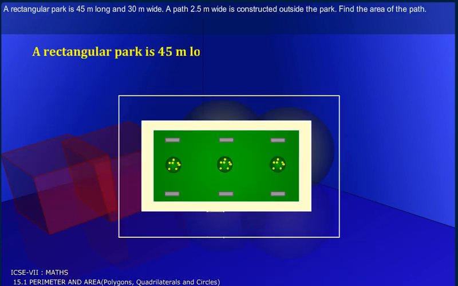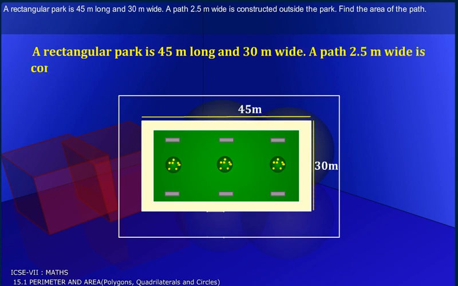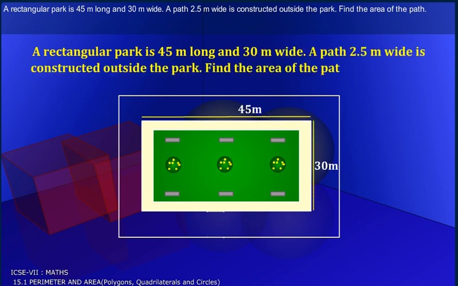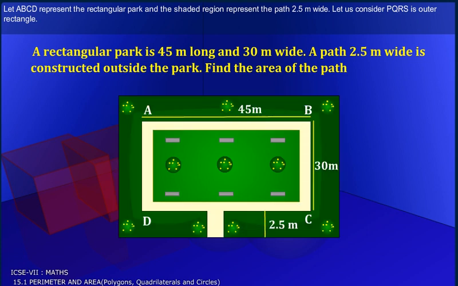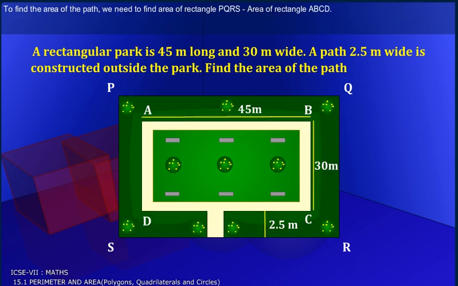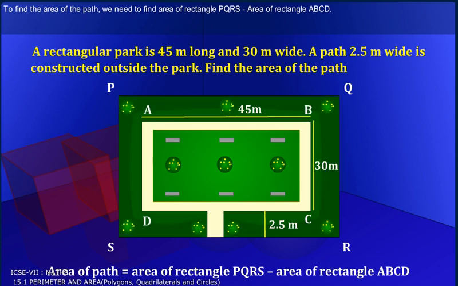A rectangular park is 45 meter long and 30 meter wide. A path 2.5 meter wide is constructed outside the park. Now find the area of the path. Let ABCD represent the rectangular park and the shaded region represent the path 2.5 meter wide. Let us consider PQRS is outer rectangle. To find the area of the path, we need to find area of rectangle PQRS minus area of rectangle ABCD.